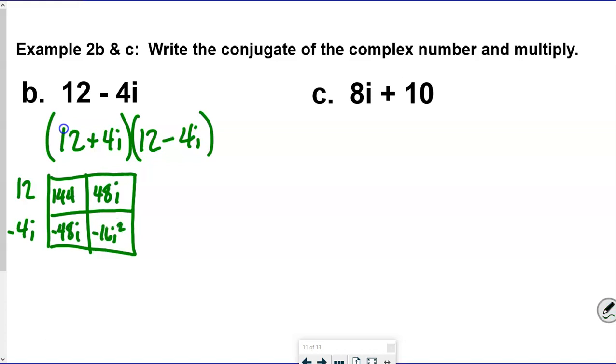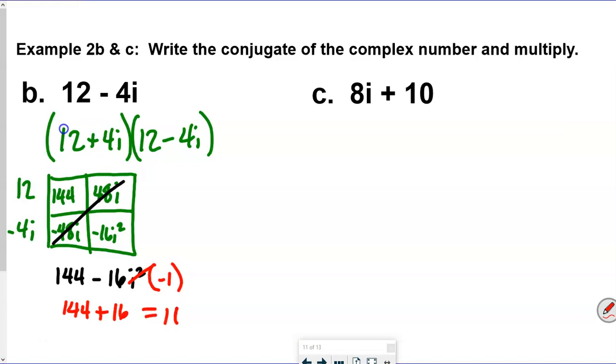So once again, notice these cancel out. So we've got 144 minus 16i squared. The i squared can be changed to a negative 1, right? So that's going to be 144 plus 16, because once again it changes signs. So that's going to be 160, right?